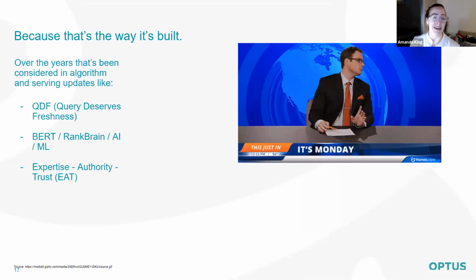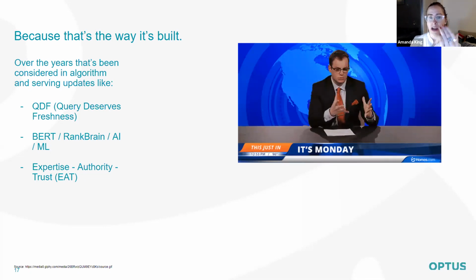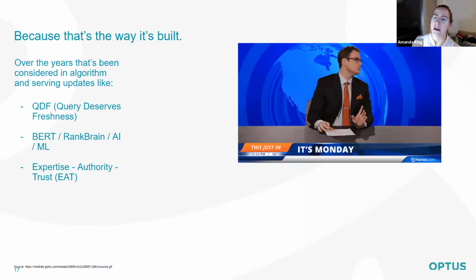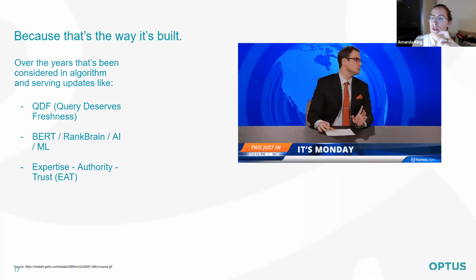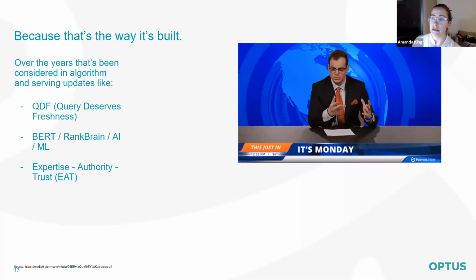There are a couple of names I'll throw out here. There are acronyms, but I'll explain them for you. There's QDF, which is Query Deserves Freshness. It was particularly targeted at news outlets, but also applies to other industries as well. Basically it was saying, if you publish an article about something that happened on Monday, then you'll probably rank better than someone who published something on Wednesday or Thursday about something that happened on Monday. So they do take into account time relevance.